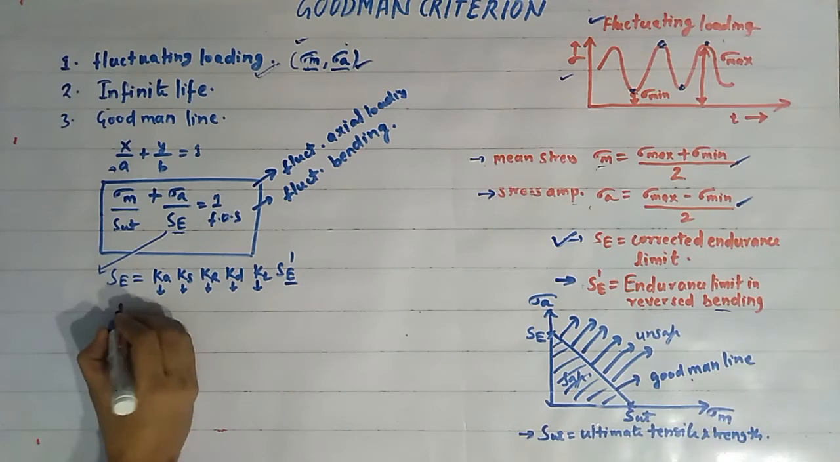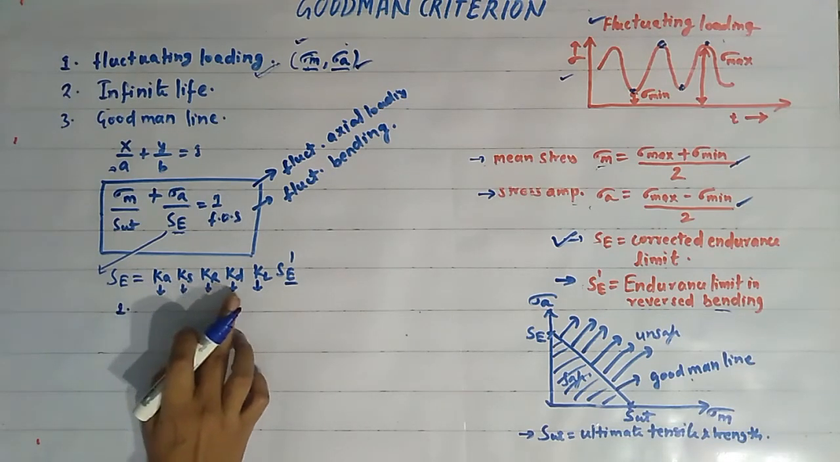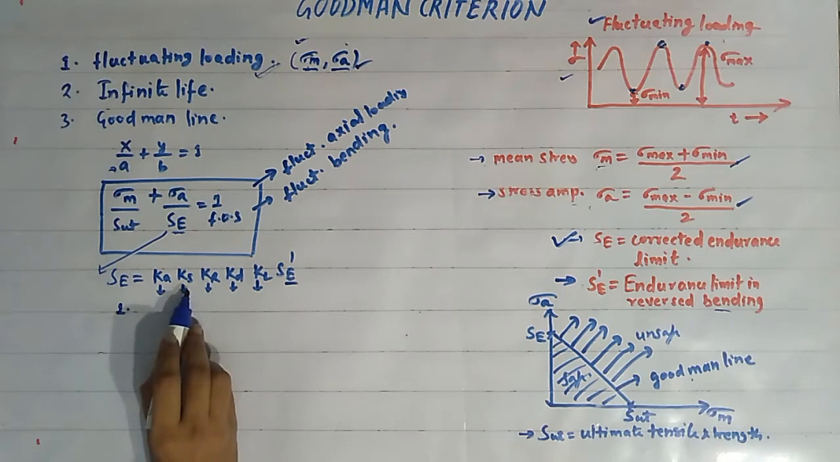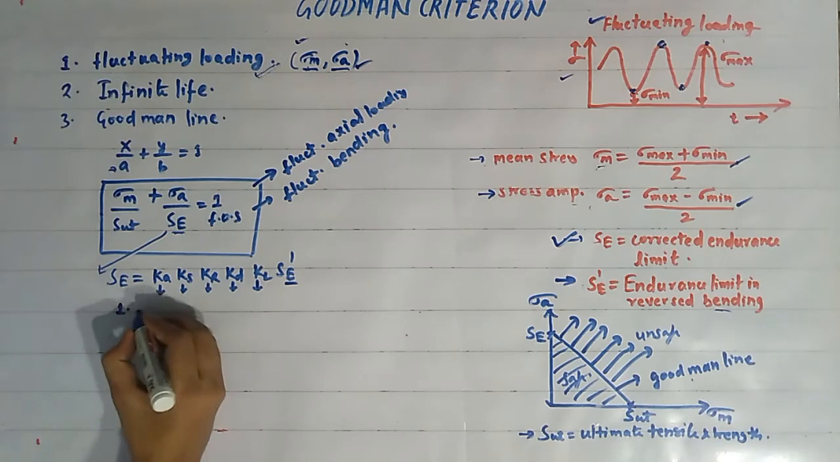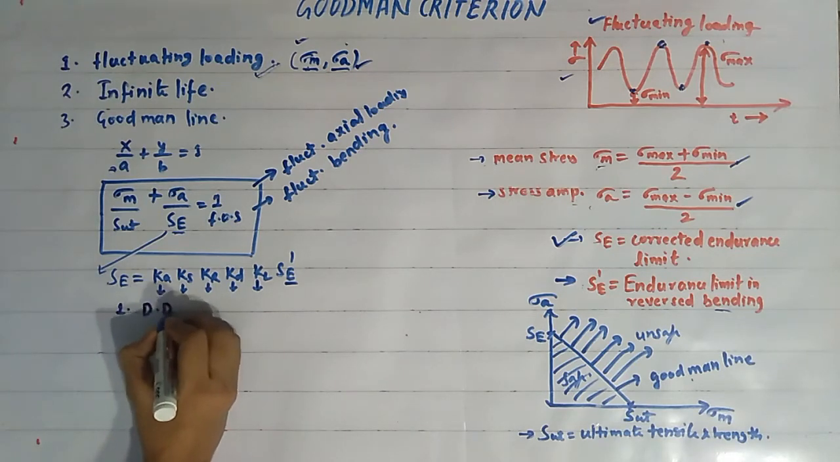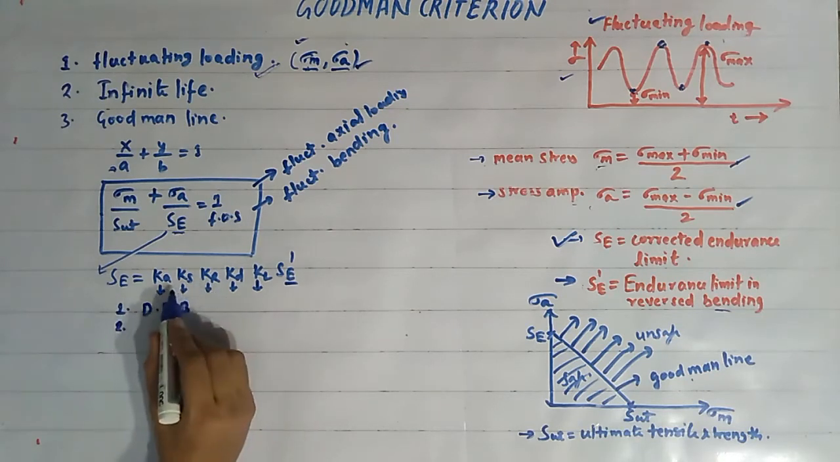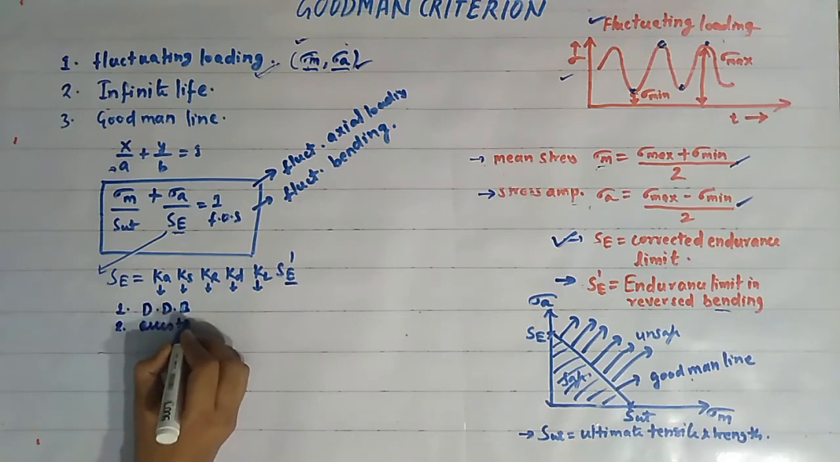The first thing is the value of the factors, that is Ka, Ks, Kr, Kd and Kl, where Ka is the size factor, Ks is the surface finish factor, Kr is the reliability factor, and so on. The value of these factors can be obtained from the design data book. Okay friends. And the second thing is that the value of these factors will be directly given in the question, so they can be obtained from the question also.